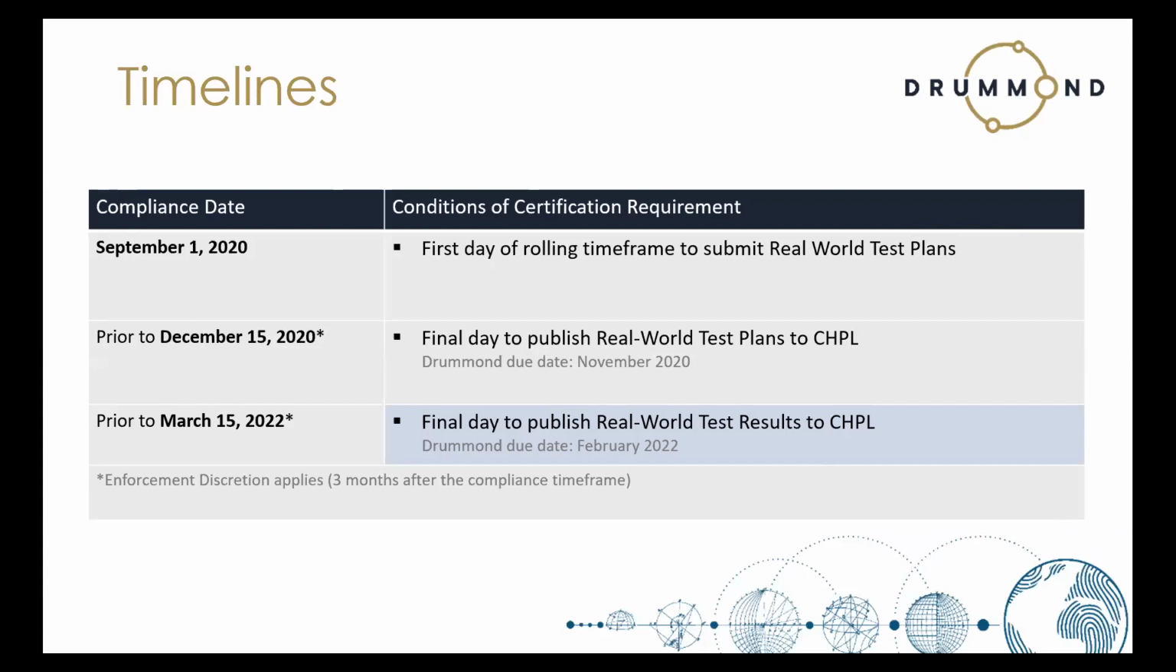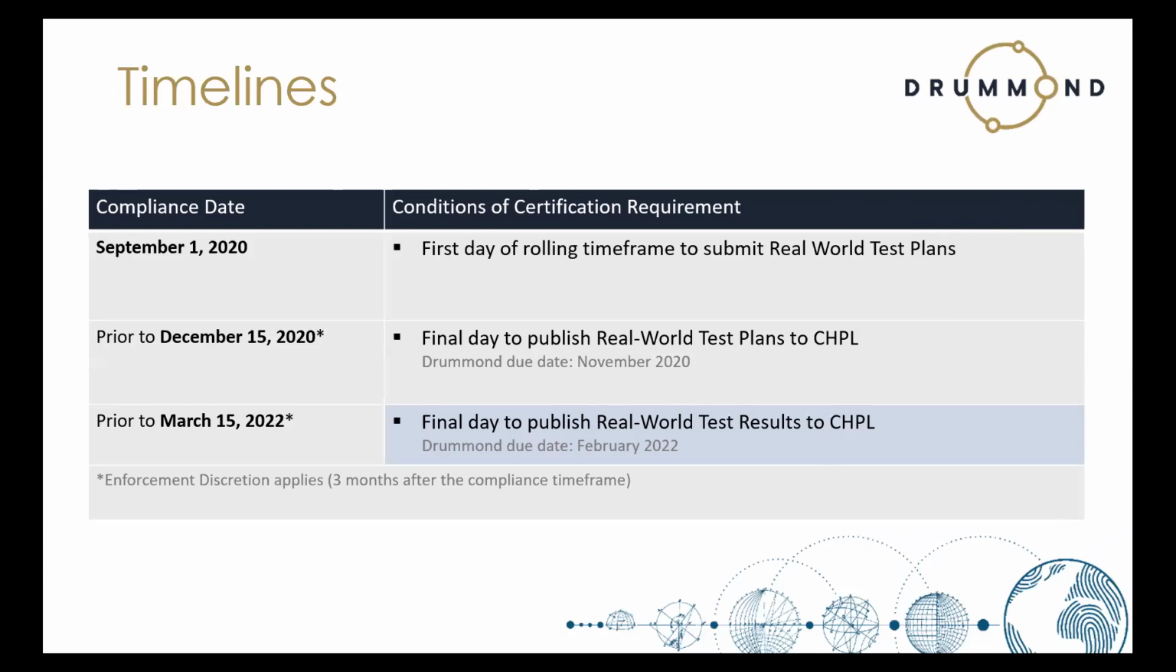Because again, if we get everybody in on December 14th, things are just frankly going to make things a lot more difficult for everybody. So expect that we're targeting November 2020 for real world testing plans, with the assumption that we get all the clarity that we need well before September 1. So again, there's that asterisk in there because of the enforcement discretion that does apply 3 months after the compliance timeframe. That's all in light of COVID-19.